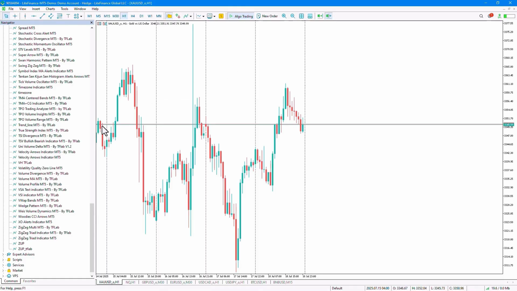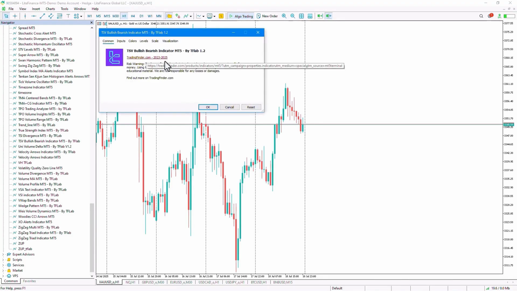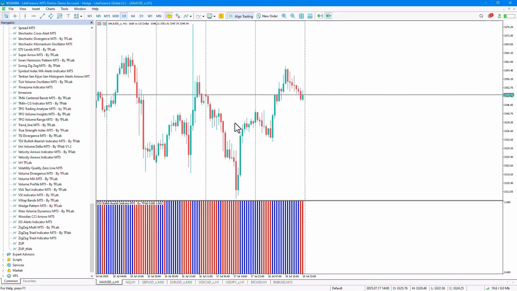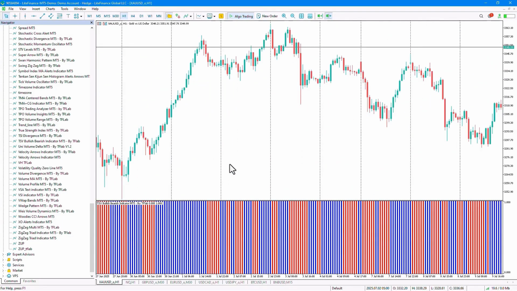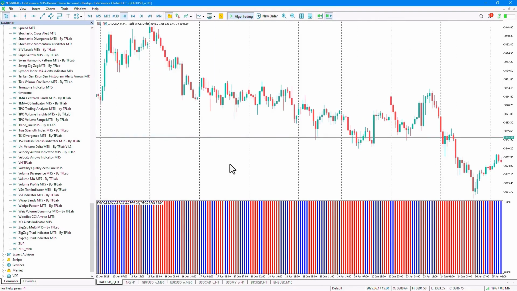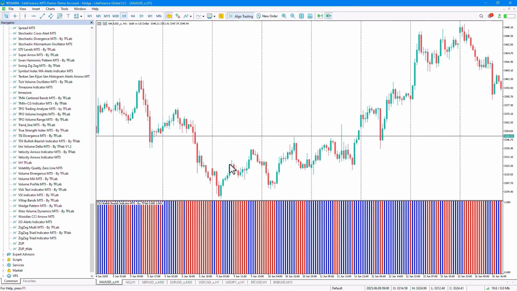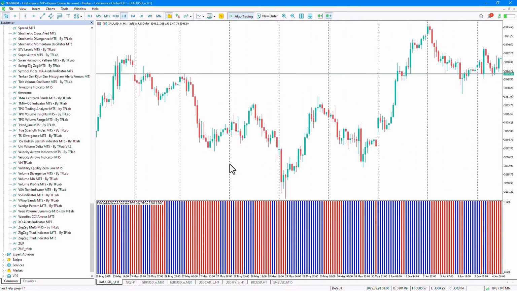From the Navigator section, we select the indicator file, and by dragging it onto the chart, we run the indicator. Once the indicator is running on the chart, a histogram window will appear at the bottom of the chart. Traders can use the TSV Bullish Bearish Indicator to identify bullish and bearish trends in the market.